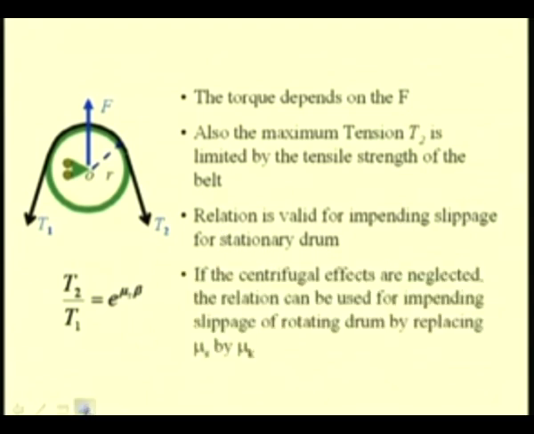If we discard the centrifugal effects, then this relation can be extended to impending slippage in the running condition by replacing the coefficient of static friction by the coefficient of kinetic friction.